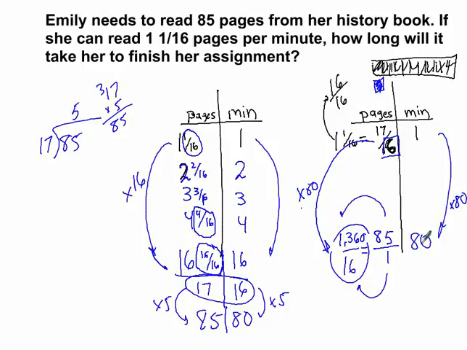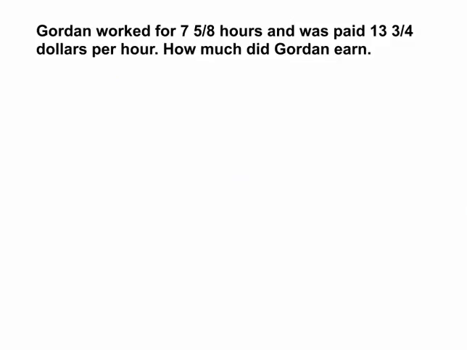Very difficult concept. So we're going to start playing around with this and use whichever approach resonated with you the most. I'm going to do just a couple more problems here. It's going to be a longer video. And let's see if you can make sense of them. This problem says Gordon worked 7 5/8 hours and was paid $13 3/4 per hour, how much did Gordon earn?